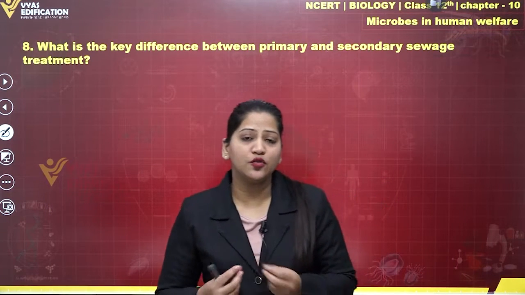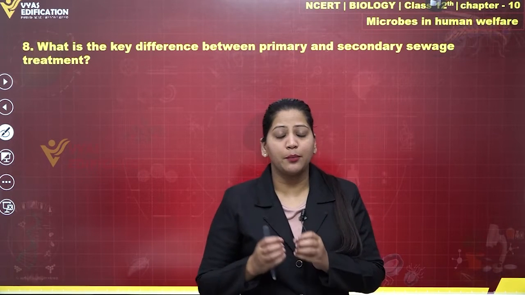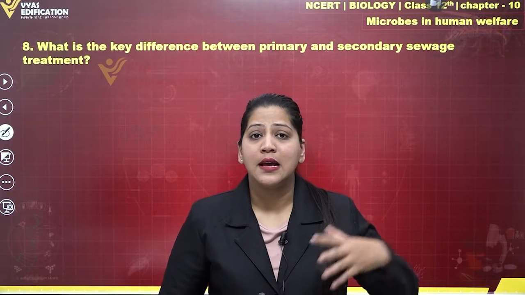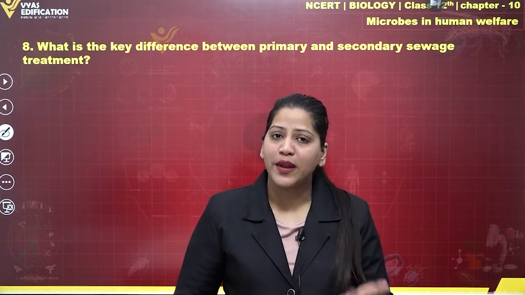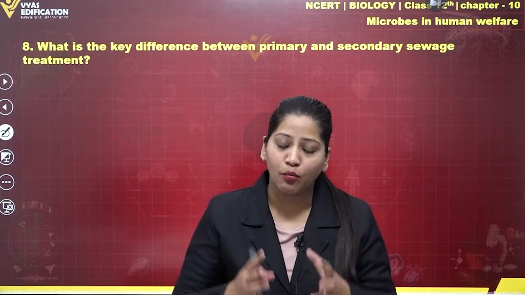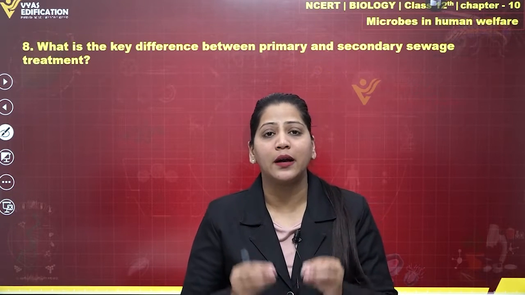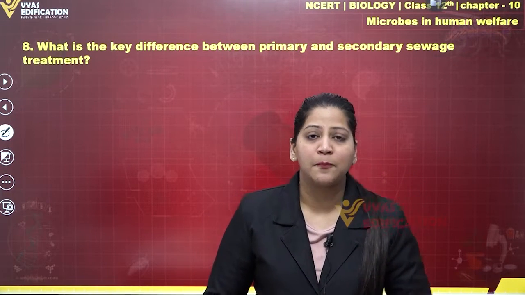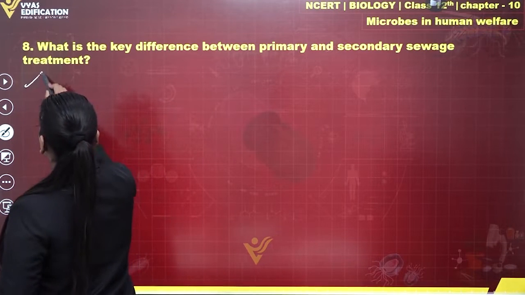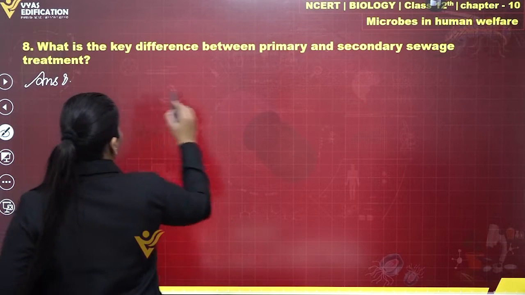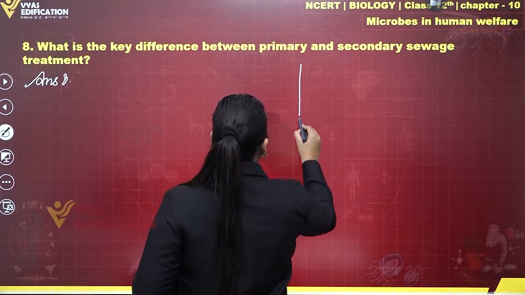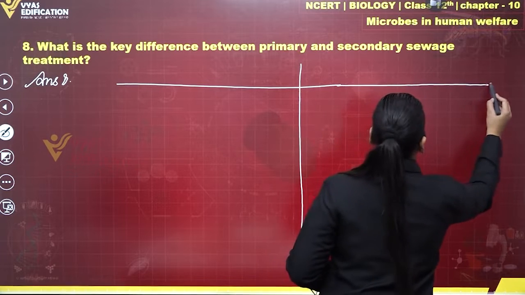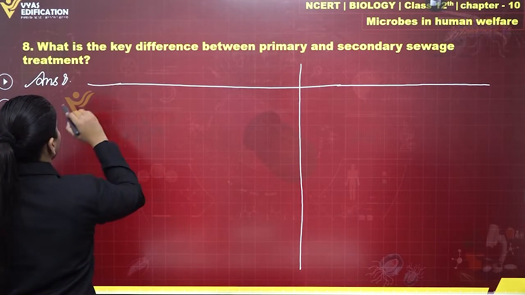Next difference between these two: the primary sewage treatment is an inexpensive and less complicated process, whereas the secondary sewage treatment is a very expensive process as well as more complicated. So these are the basic differences between primary and secondary sewage treatment. Now let's write the answer, and we will write it in tabular form by making columns. In the left column we will write primary sewage treatment, and in the right column we will write secondary sewage treatment.